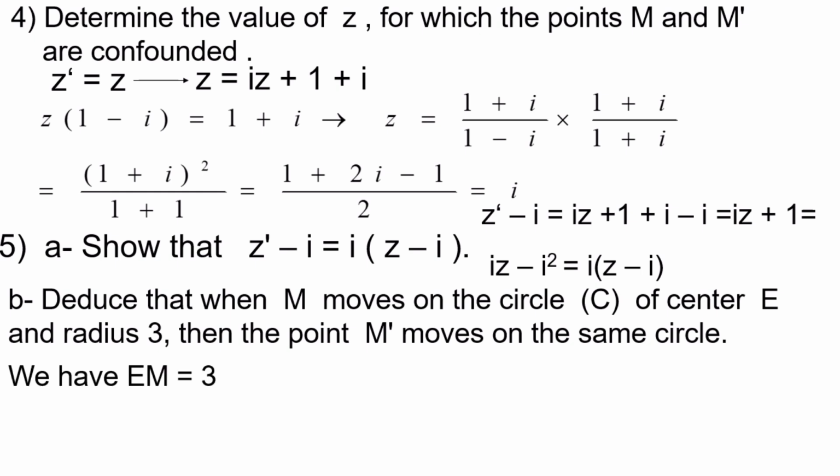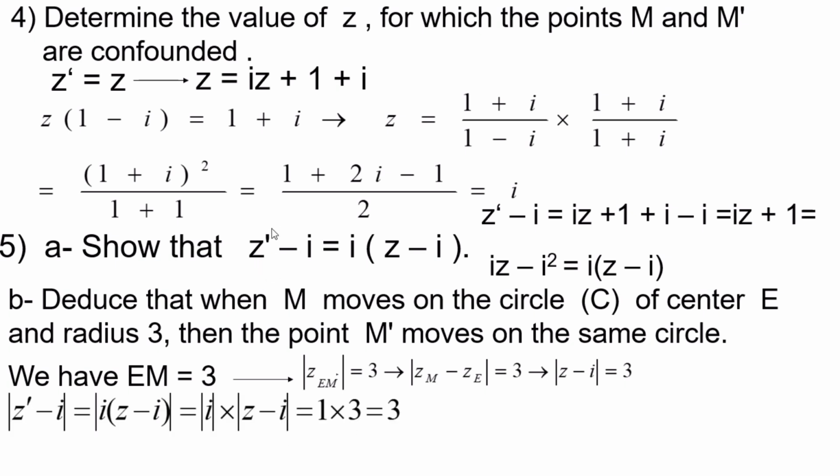We have EM equal 3, modulus of Z_EM equals 3. So modulus of Z_M minus Z_E equals 3. Z_M is Z, Z_E equals I. So we have modulus Z minus I equal 3. Now we go to M prime. Modulus of Z prime minus I equals modulus of I times modulus of Z minus I.